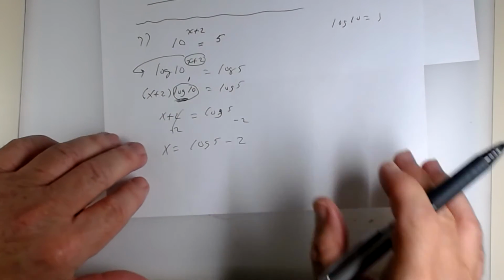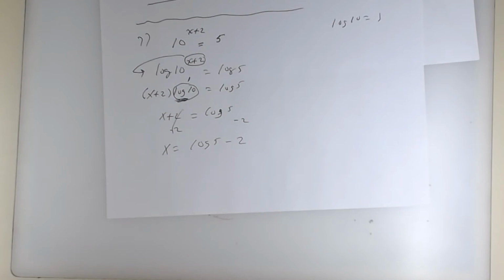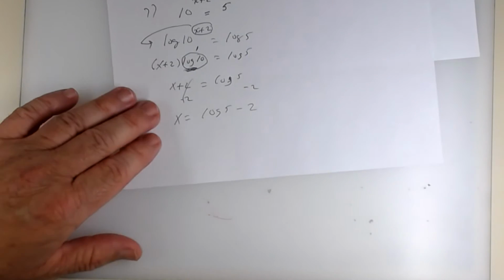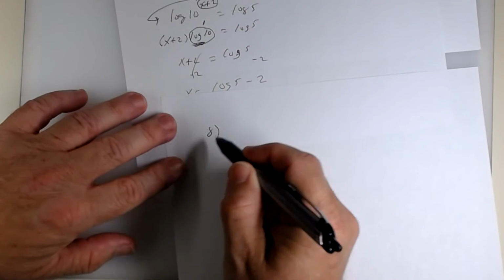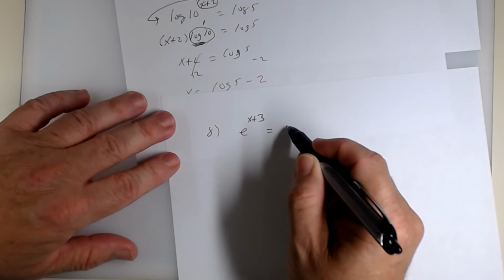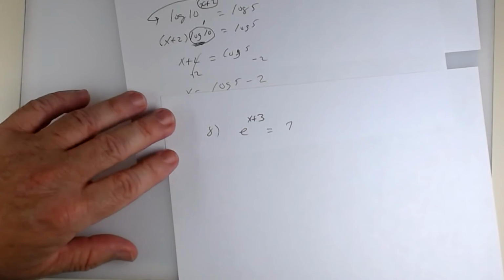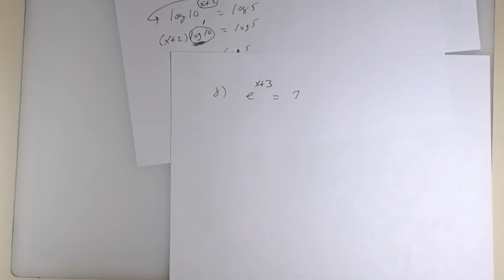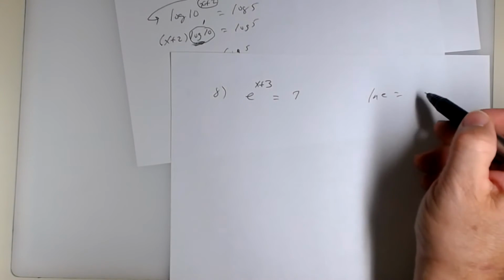Okay, so number 8, suppose you had an e. So number 8, suppose we had e to the x plus 3 equals 7. So the base is e. It is preferable, it makes things a lot easier on yourself, if you use what base? Natural log. Okay, base e, which is natural logarithm. Because you know that the natural log of e is equal to what? 1.